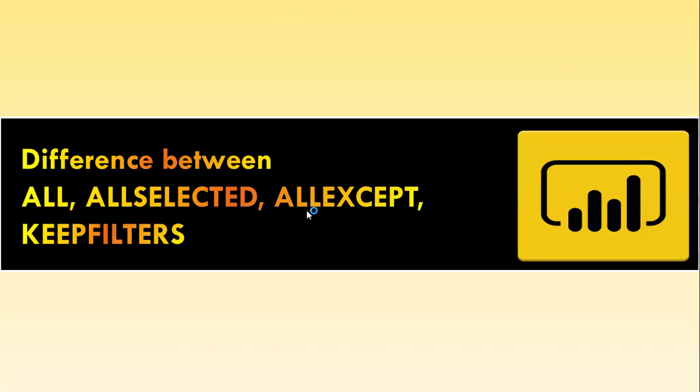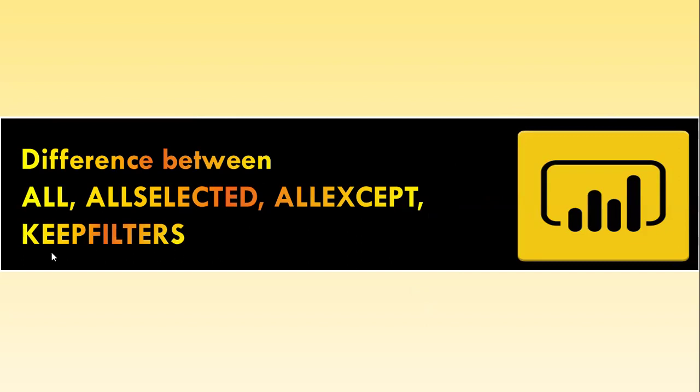The ALLEXCEPT function removes all the filters except the column that you specified. For example, inside this, if you specify category, it applies the filter for the category column. But for the rest of the columns, for example, a slicer of location name or something like that, it will not apply the filter. It will simply ignore the filter. It will apply the filter only for the category column. That's what I have shown you.